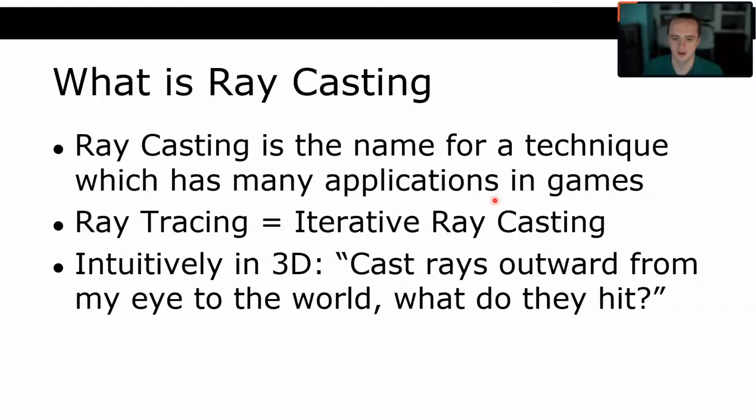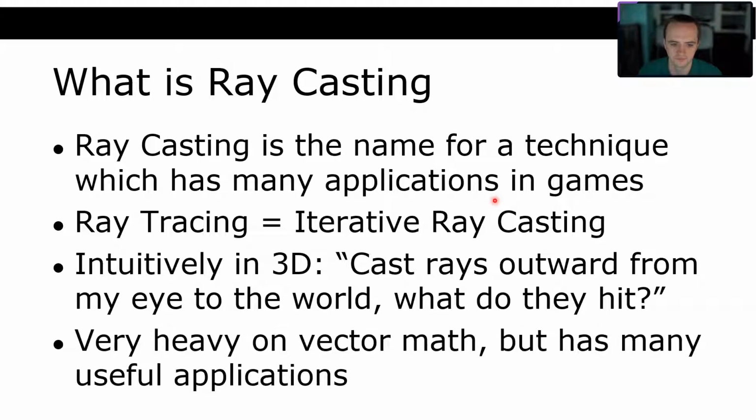Okay, so I'm going to be simulating vision by casting a bunch of lines out from my eyes and seeing what they hit, and then those are the things that I should be able to see in my scene. It's pretty heavy on the vector math, but it has many useful applications. A lot of the AI systems in games involve raycasting for things like vision. Can the enemy see me or not? Its behavior is dependent on that.